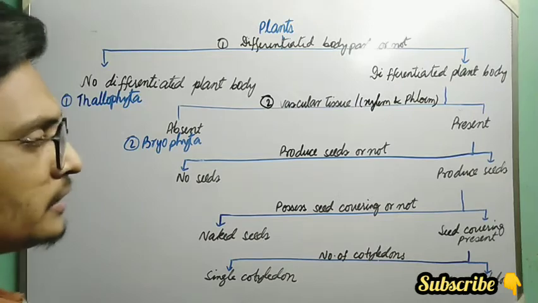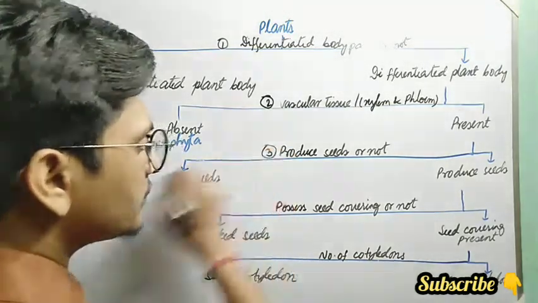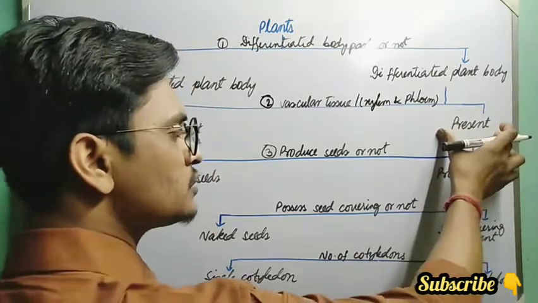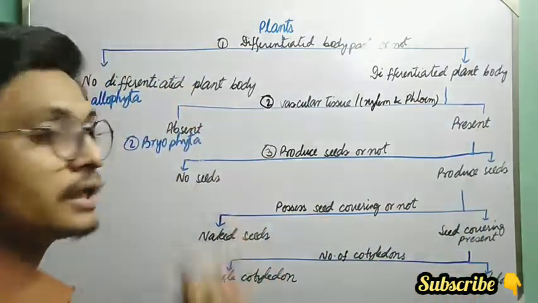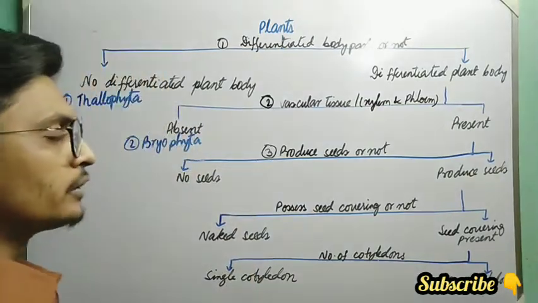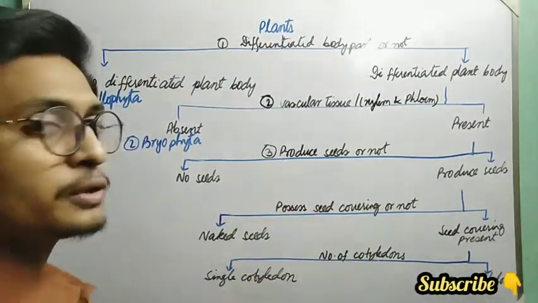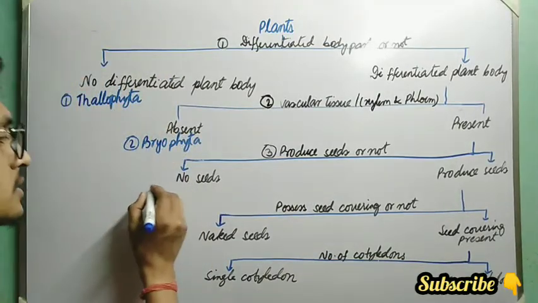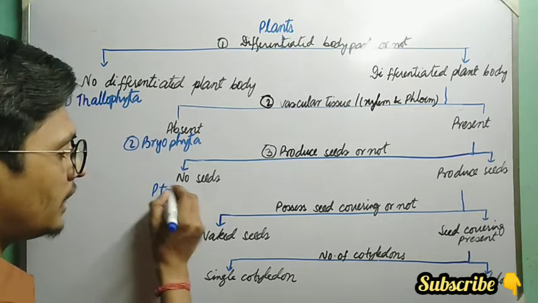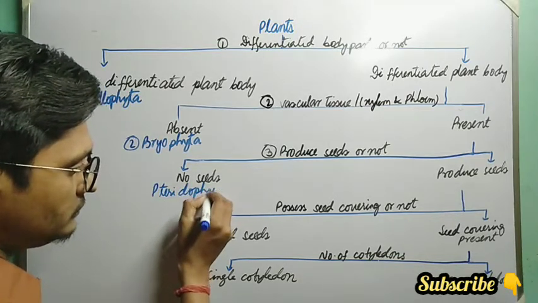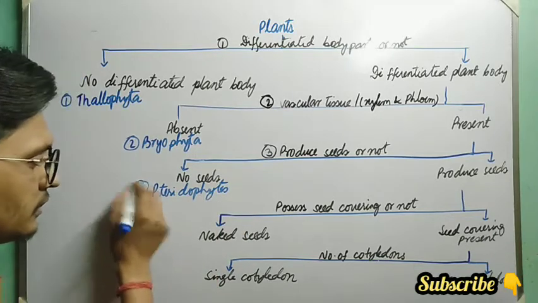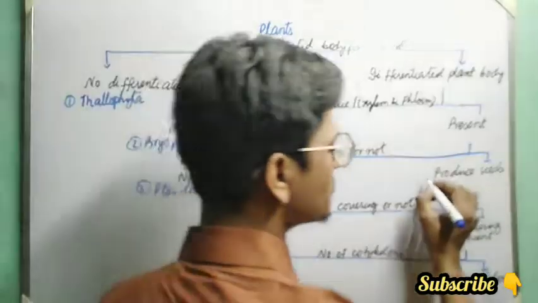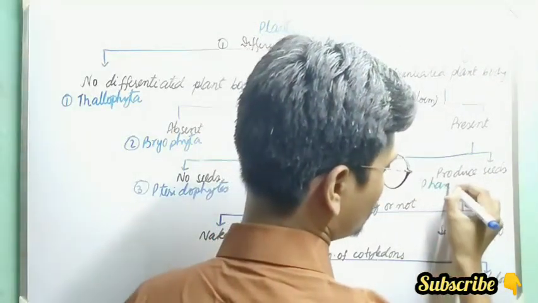And here whether they produce seeds or not, the third criteria we will apply here. In which group will we apply the third criteria? In those plants having vascular tissue. So those plants which do not produce any seeds are said to be pteridophytes. Here they belong to the division pteridophytes. And those which produce seeds, we give a special name, that is they are called phanerogams.